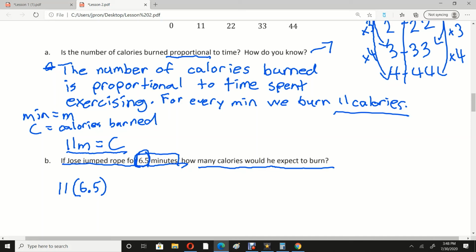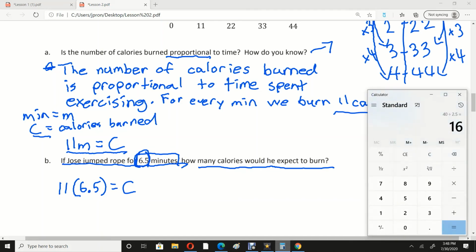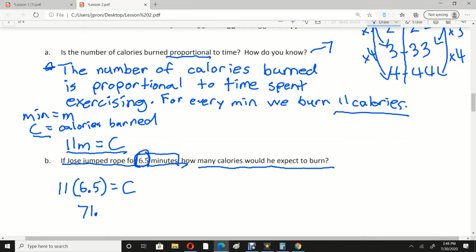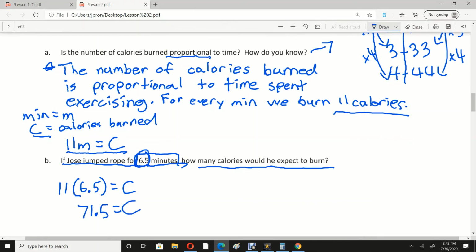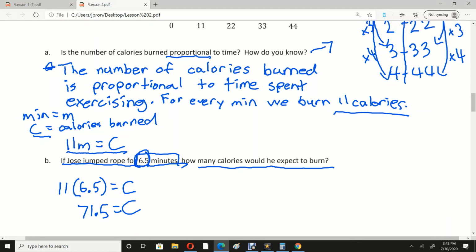with the minutes. So 6.5 replaces M. M represents the number of minutes. Jose jumped for 6.5 minutes. And we can solve for the number of calories burned. So 11 times 6.5, great. 71.5 calories. Correct? Yes. Fantastic.